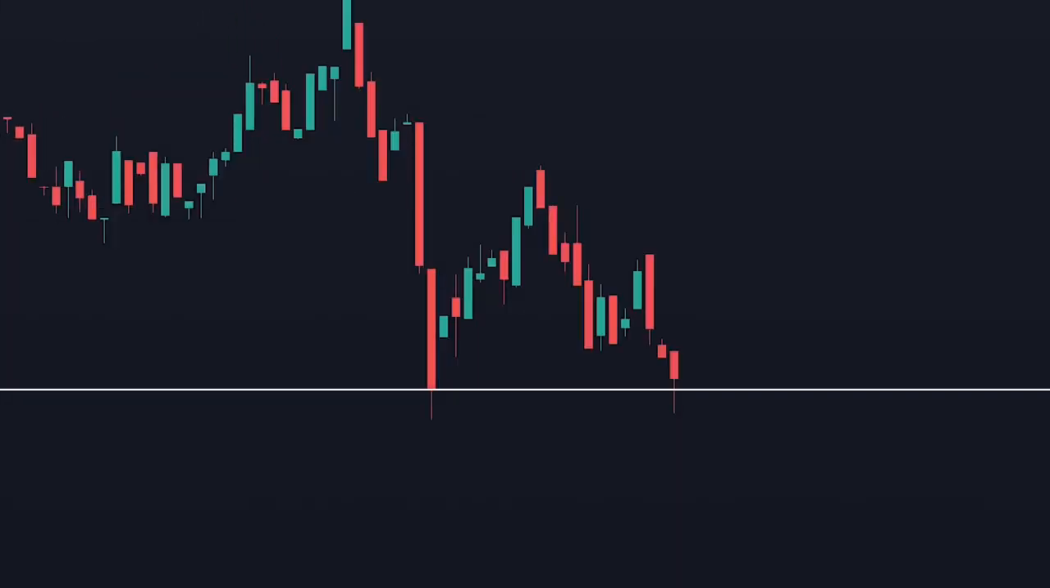But as a clear side note, just because we made this support and it bounced off this before doesn't mean that it'll always do it again. It can easily break through the support and drop lower if it has enough momentum.